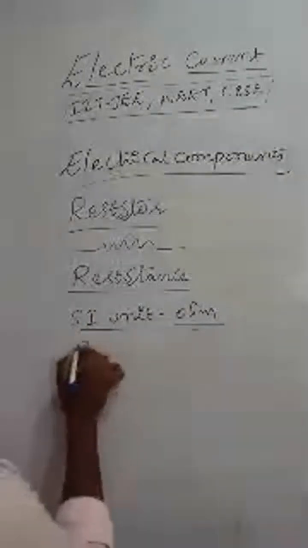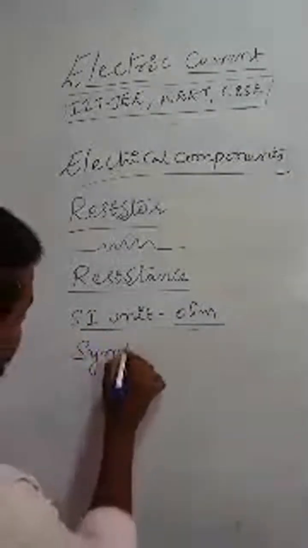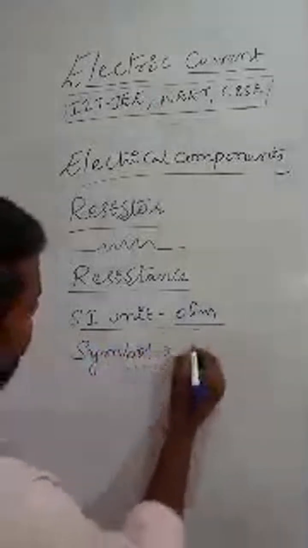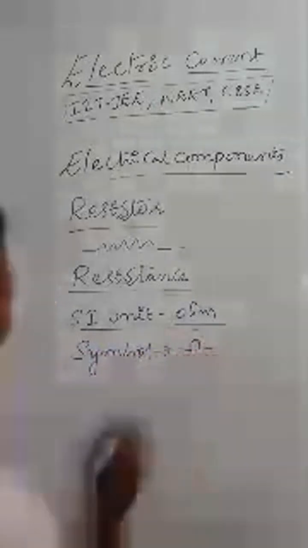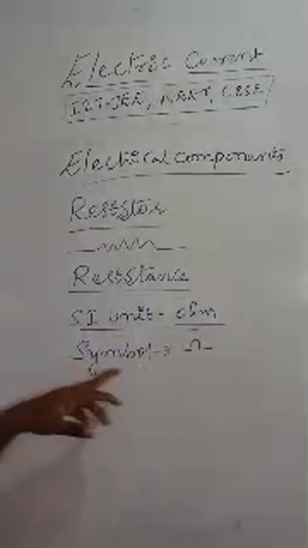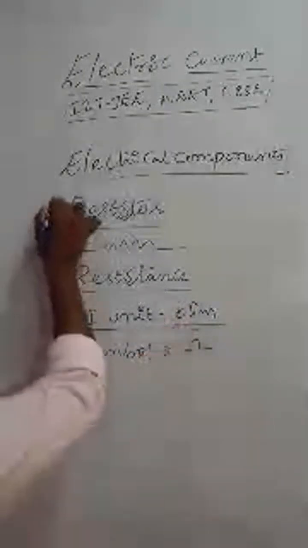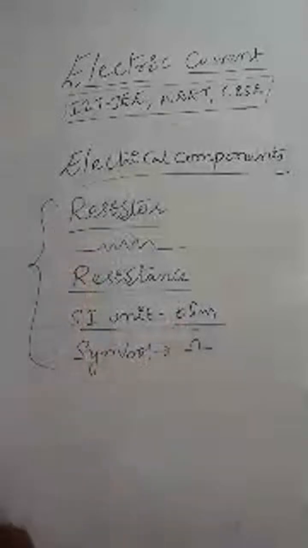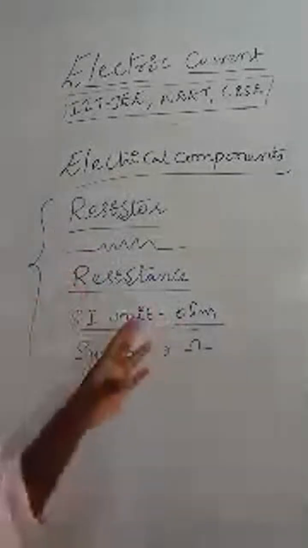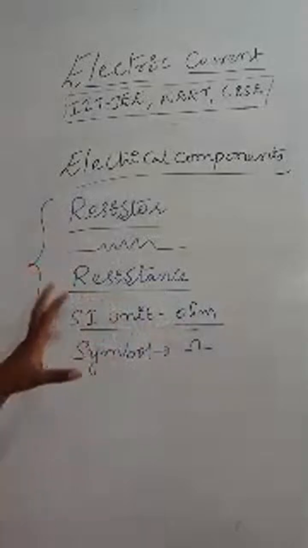Symbol, if you take, this is the symbol. Children, this is the symbol, so I am taking this as the symbol. Understood? So you must understand these meanings. Very, very important topics. So be clear and note down all the points.